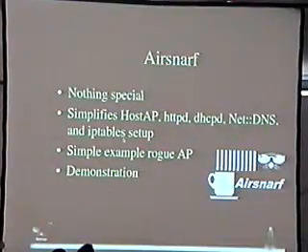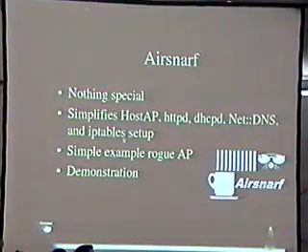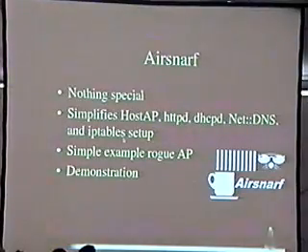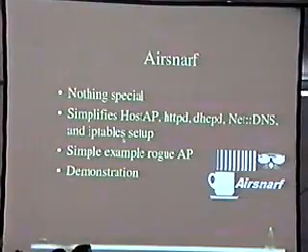Airsnarf. Airsnarf is nothing special. It is a shell script. Basically what we're doing here is simplifying the process of setting up a rogue access point. We have host AP, HTTPD, DHCPD. We're using a Net::DNS Perl module and a script that I wrote that just does local resolving of DNS, and basically an iptables rule. It's a simple example rogue access point, and we're going to demonstrate it now. While I'm just firing this up, Bruce is going to talk about defense.